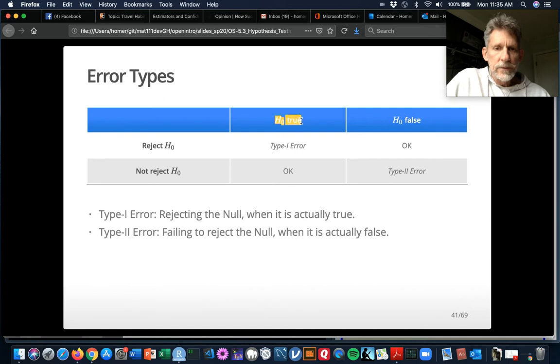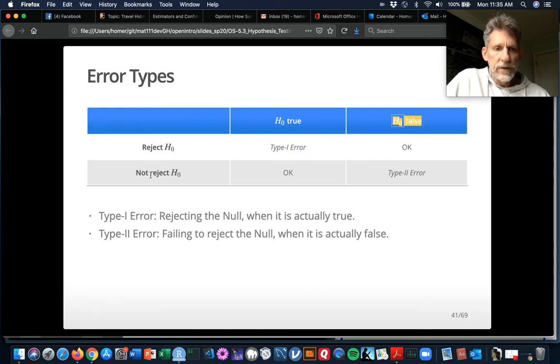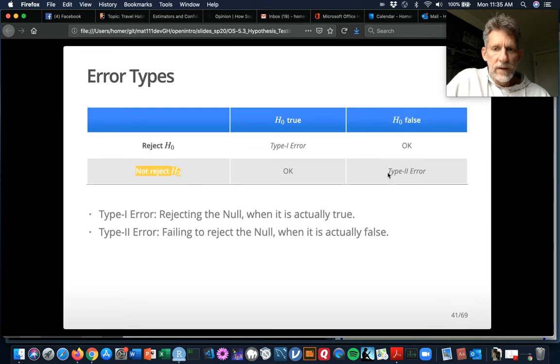If the null is true, but you reject it anyway, that's called a type 1 error. If the null is false, but you don't reject it, it's called a type 2 error. Type 1 error, where the null is true but you reject it, is kind of like what happens in the judicial system when the defendant is actually not guilty, but gets convicted anyway. And a type 2 error is kind of like what happens in the judicial system when the defendant is guilty, but the jury does not vote to convict.